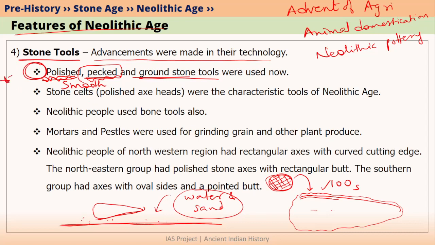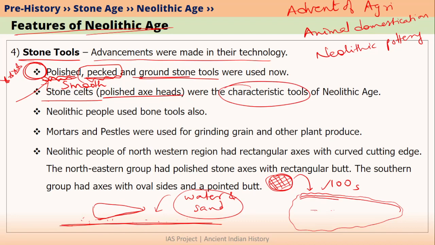This is very important from the point of view of prelims exam because polished stone tools started to be used only during Neolithic Age. Before Neolithic Age, polishing of stone tools was not done. So what were the most important tools of Neolithic Age? Stone celts were important tools of Neolithic Age. Celts are nothing but polished axe heads. So we can call stone celts the characteristic stone tools of Neolithic Age.